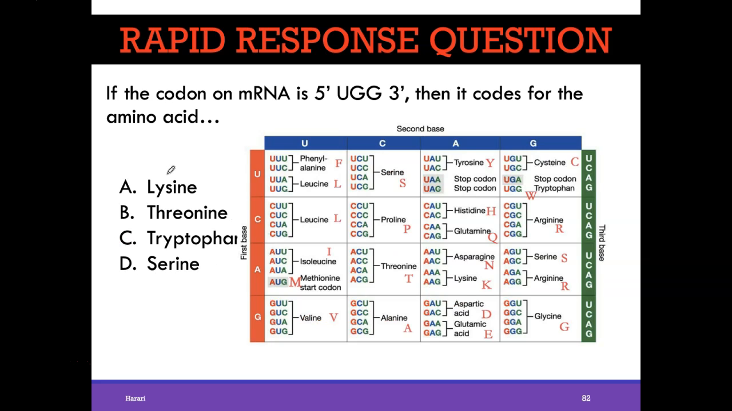So let's do a different kind of problem. Let's say I'm telling you that the codon on mRNA is 5' UGG 3'. What amino acid does it code for? This is the easiest type of problem because you're given mRNA written 5' to 3'. This whole codon table is written as 5' to 3' mRNA codons. So if the codon on mRNA is 5' UGG 3', what does it encode for? You look at the first base U, second base G, third base is G. That means it encodes for the amino acid tryptophan.